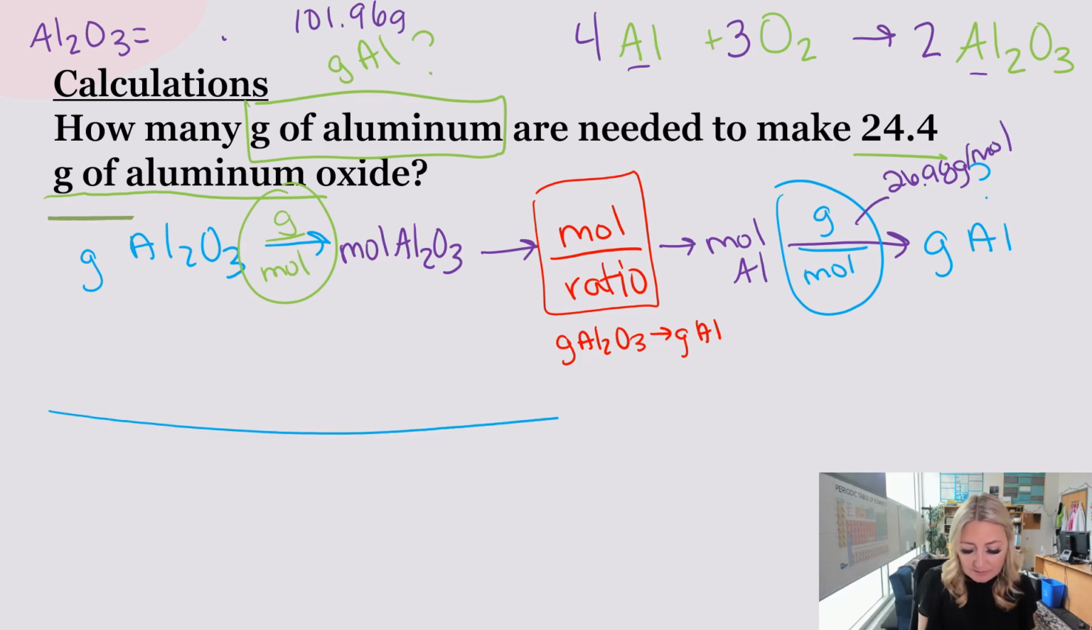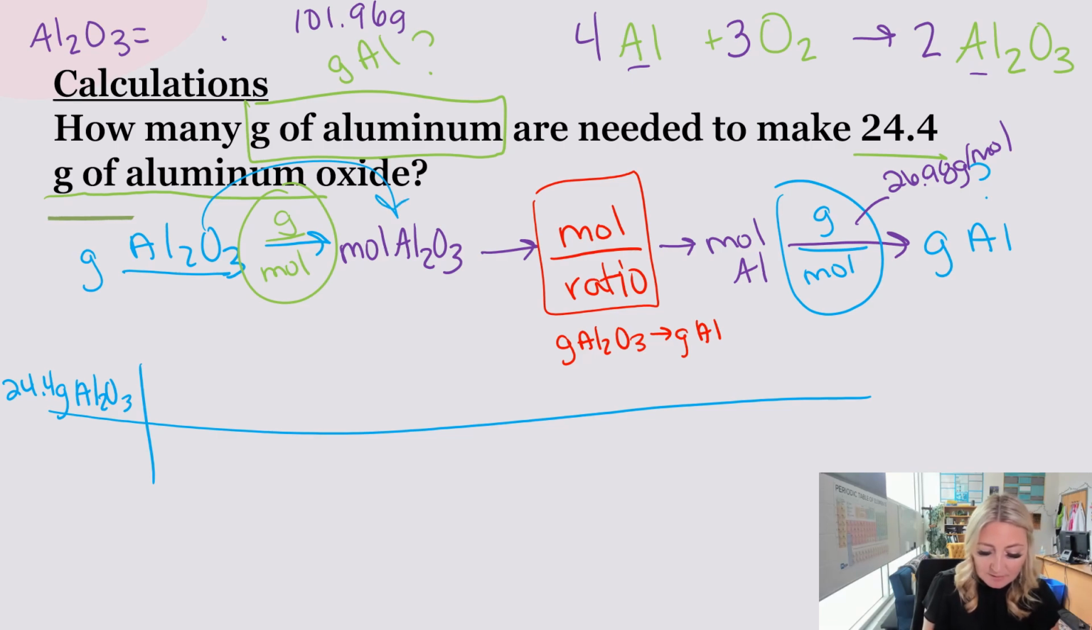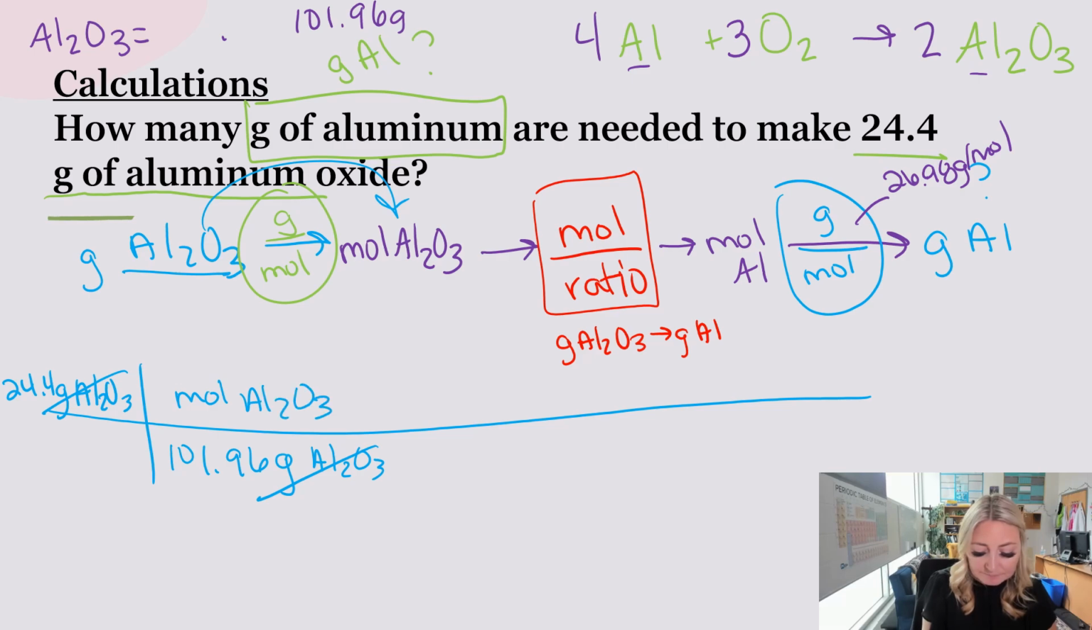Let's do it. Incredibly long T-chart. Okay. So we know we're starting with 24.4 grams of aluminum oxide. We are here. To get to moles of aluminum oxide, we're going to need to use our molar mass. So I'm going to put the grams on the bottom, 101.96 grams, because I want to cancel the grams of aluminum oxide. Cancel grams, and I want to be left with moles of aluminum oxide. I am now here.